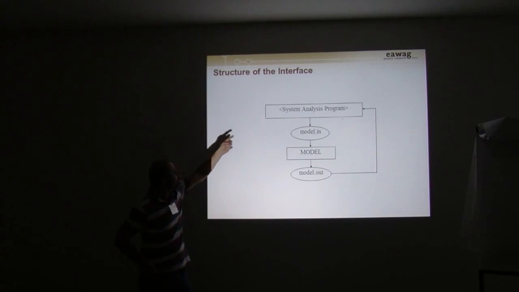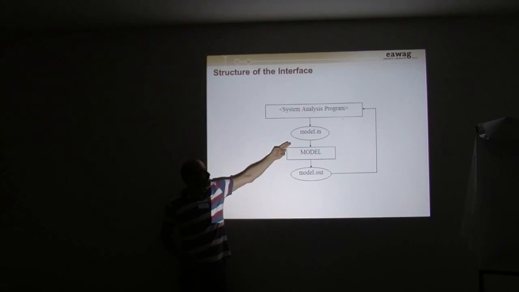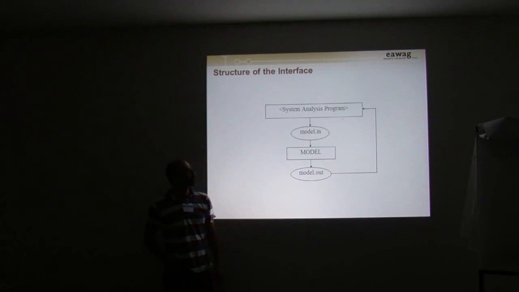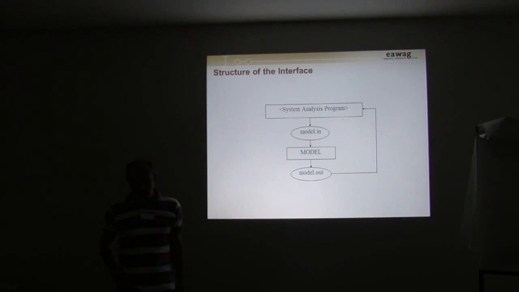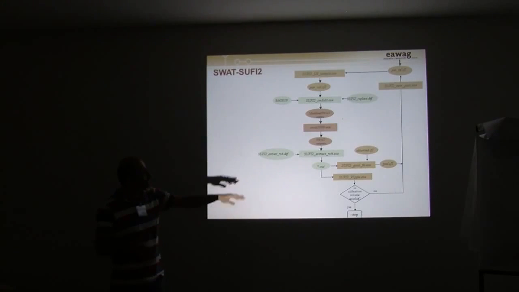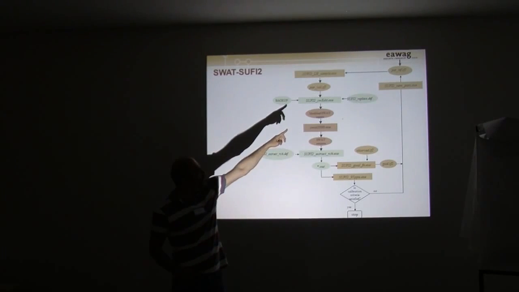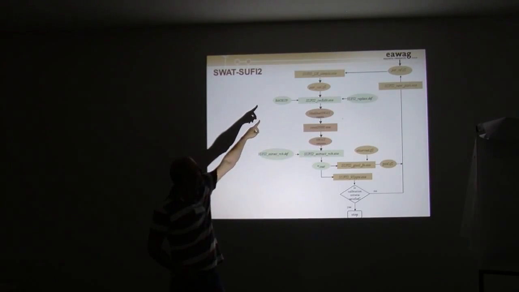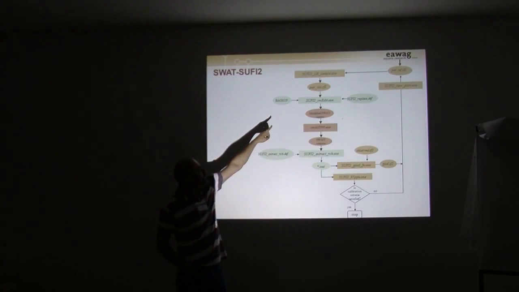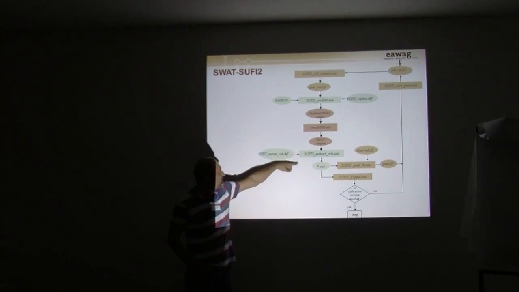So the whole structure is that you have these system analysis programs. You give input to the model, it gives you model output. So that's the simple structure of the whole procedure. The interface is also like that with SWAT SUFI-2. If I expand that, you start with a parameter file, and then you do Latin hypercube simulation, you get parameter values, SWAT Edit puts that in the SWAT files, and then you run SWAT, and then you get the output, and so on.